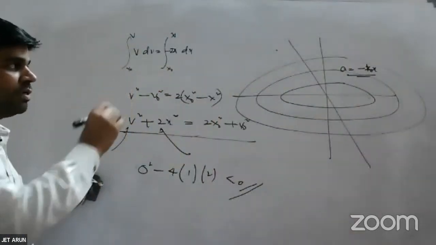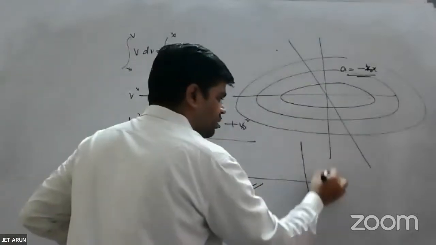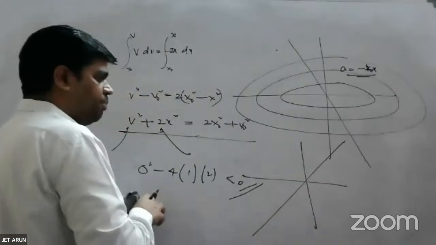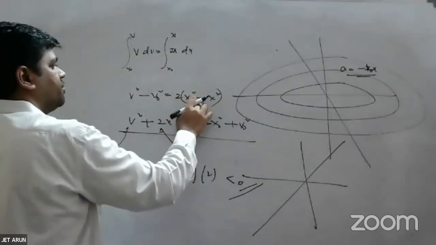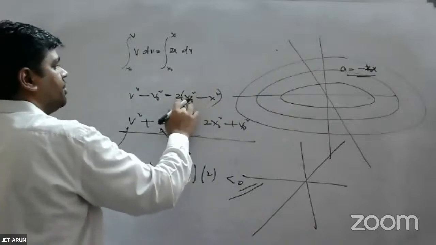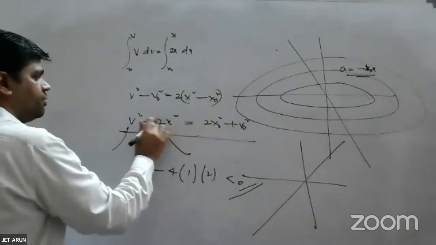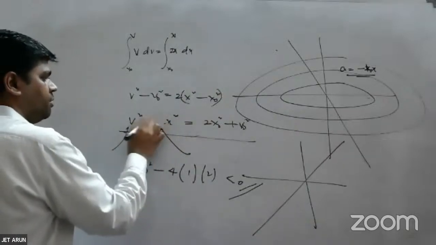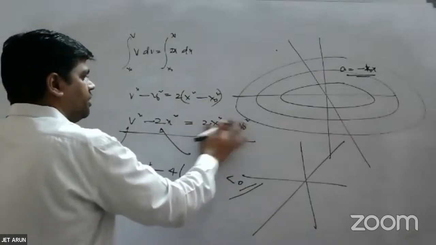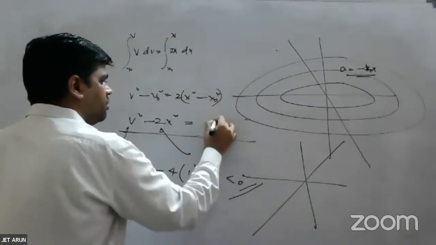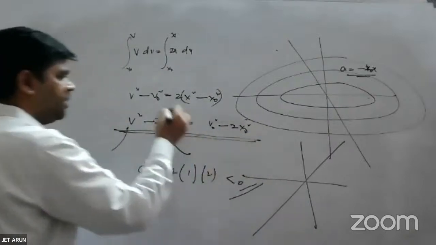This was for a is equal to minus k x. Now suppose a is equal to plus k x. Then what will it look like? I'll write plus here. What comes here? The 2 stays the same. x square minus x naught square comes. So this will be minus k x square and this will be v naught square minus k x naught square.